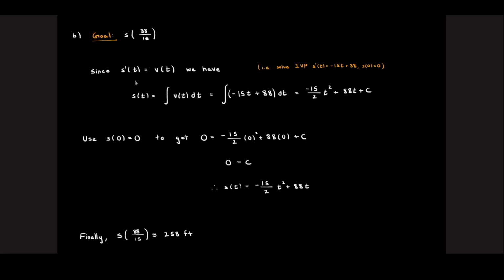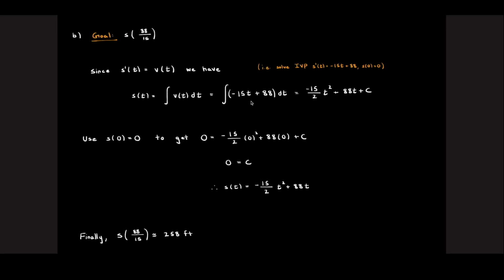And the idea is very similar. We know that the rate of change of position, right? The derivative of position is velocity. And so that means the antiderivative of velocity is going to be position. Now we found the velocity function in the previous part. It was negative 15t plus 88. So let's go ahead and find the antiderivative term by term.